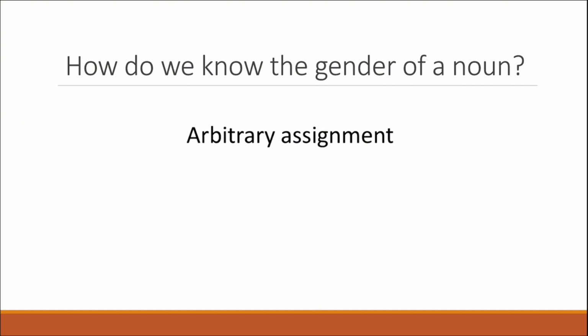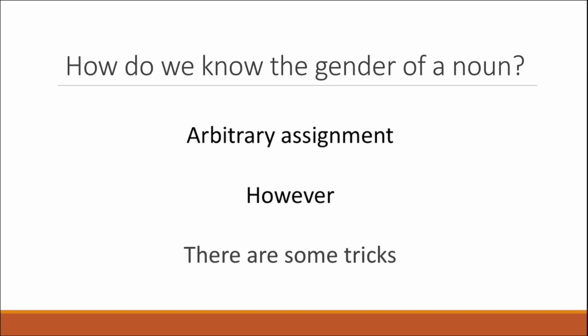Now, someone might ask, how do we know if a noun is masculine, feminine, or neuter? In English, we do not have such a problem. Well, unfortunately, this is an arbitrary assignment, meaning you have to memorize the gender of a noun when you learn it. However, there are some useful tricks you might want to use in order to identify the gender of some nouns.